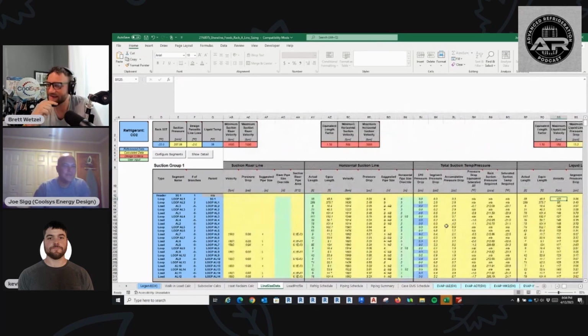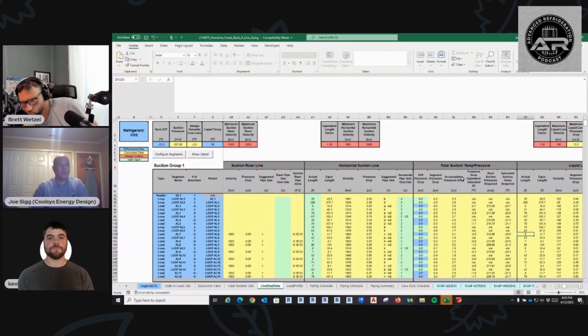But if you look down, our main branch is pretty large, but you'll see that we maintain a very constant velocity throughout the whole loop, right? We don't let it vary down very far. We want that CO2 to push out to the system, and we want that oil to entrain and stay with the refrigerant to come back to the system. Keep our velocities up. We keep our pressure drop low.